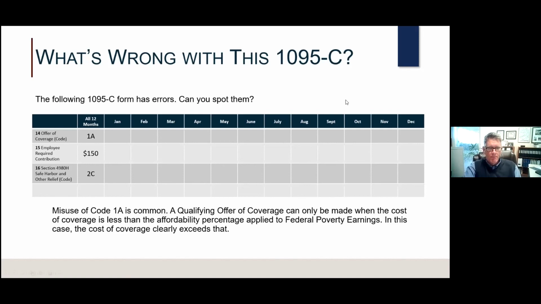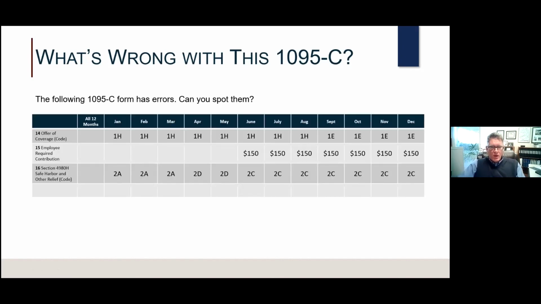Okay, a couple more here. What's wrong with this form? 1H2A looks good. 1H2D looks good. 1H, oops. What's happening in June through August? We have 1H, no offer of coverage, paired with a cost of coverage and the employee is enrolled. So you can't have a no coverage offer situation where the employee is enrolled in coverage in that month. Both of those things can't be true. So that's an error on this form.